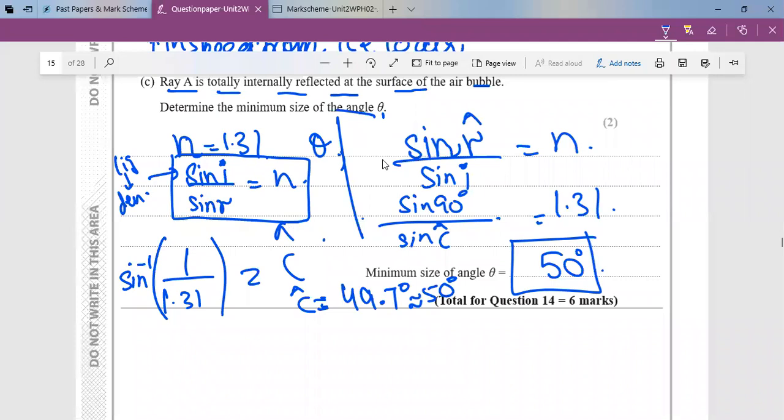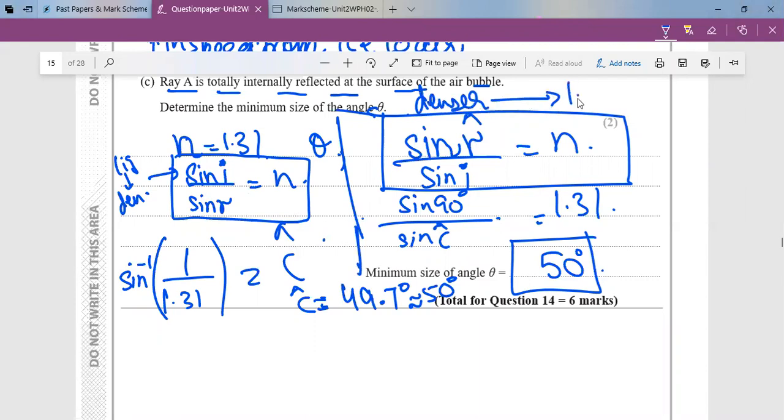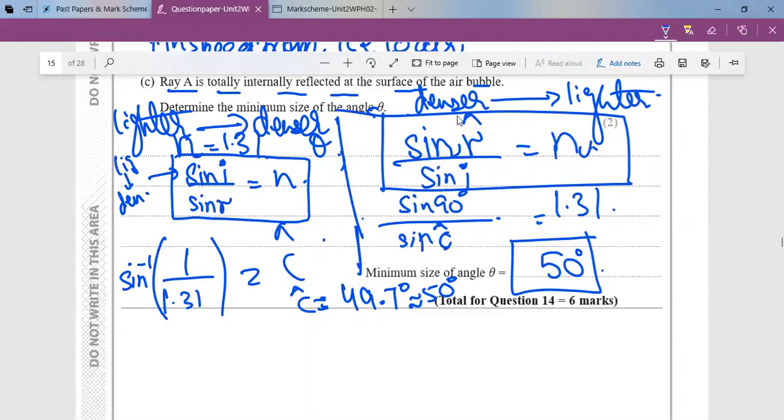Basically, I've written two different formulas for the refractive index. If you look at this formula, it's R upon I. And if you look at this formula, it's I upon R. Why have I done that? Any suggestion? Because it's denser to lighter. Yes, okay. So this one is from lighter to denser, you apply this formula, and when you're moving from denser to lighter, you apply this formula. You basically reciprocate it to get the value for n. Okay, and then since total internal reflection is occurring when you're moving from denser to lighter, you're going to use this formula and get the value for C. And for it, the refracted angle is going to be 90 degrees because that's how you get the critical angle, which is 50 degrees.